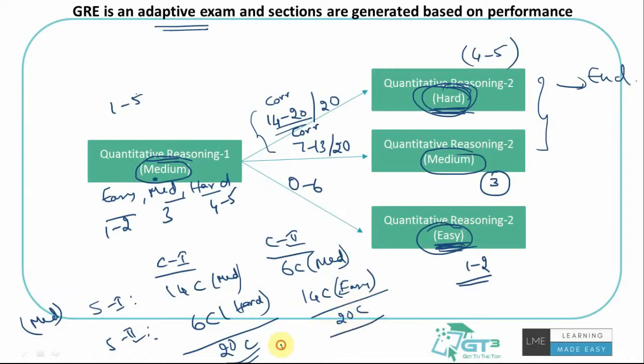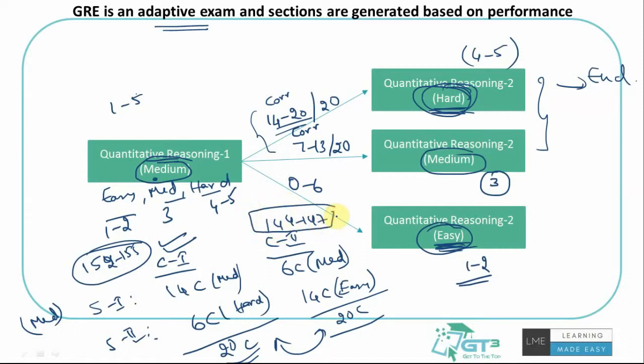Whom do you think will get a better score, or would both of them get the same score in quant? No. Candidate 1 will get, let's say, approximately something around 152 to 155, and candidate 2 will get approximately 144 to 147.